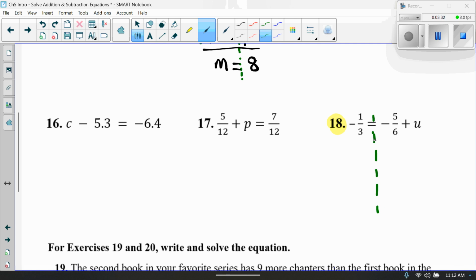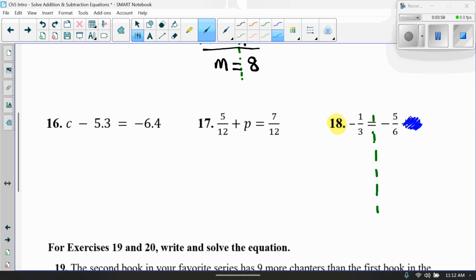The U. What kind of U is that? So remember, the operation is also the sign of the number that follows. So I want to cover up the variable, that U, and the positive, okay, and the plus. So we're covering up that whole thing. So if I want to get that U by itself, what do I want to get rid of? The negative 5/6, right?